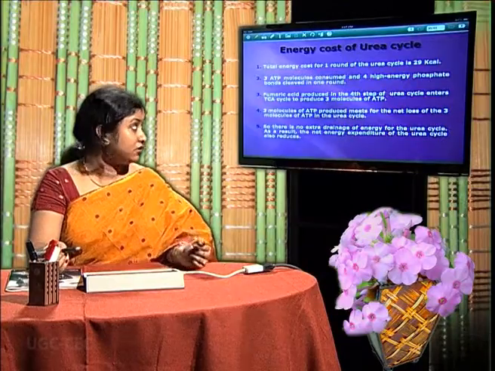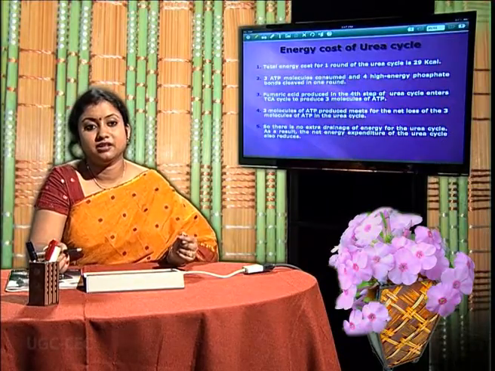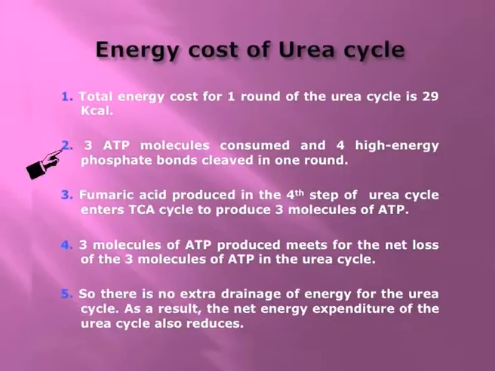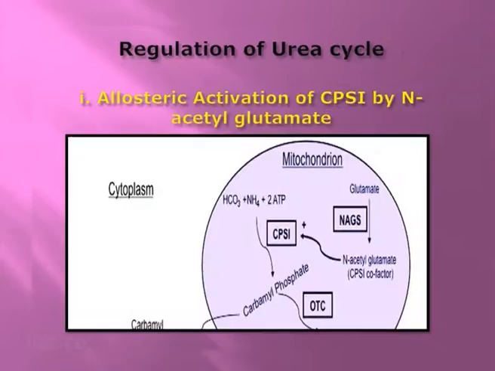Now if we have a look into the energy cost of urea cycle, we can see that 3 ATP molecules are consumed in urea cycle, whereas fumarate after its production in urea cycle enters the TCA cycle to produce 3 molecules of ATP. So there is no extra drainage of energy and the net expenditure of energy reduces in urea cycle. Now I will discuss how urea cycle can be regulated.